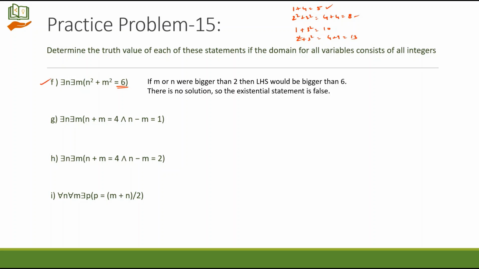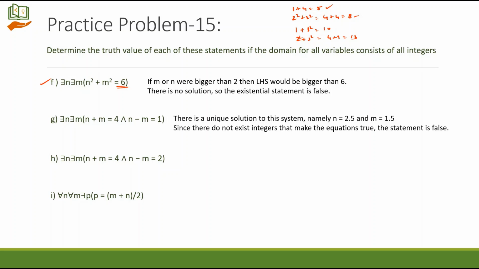The next one, there is an n value and there is an m value. n plus m is equal to 4 and n minus m is equal to 1. Actually, we have a solution for this particular problem. The unique solution is n is equal to 2.5, m is equal to 1.5. 2.5 plus 1.5 will give you 4 and 2.5 minus 1.5 will give you 1. But here the domain is all integers and this is fractional. You are having decimal points. Since there do not exist integers that make the equations true, the statement is false.